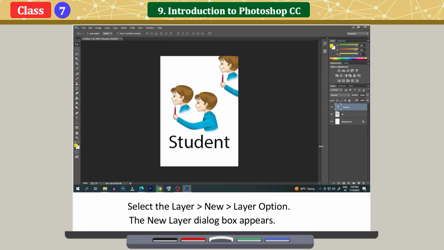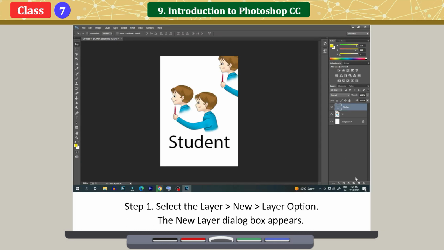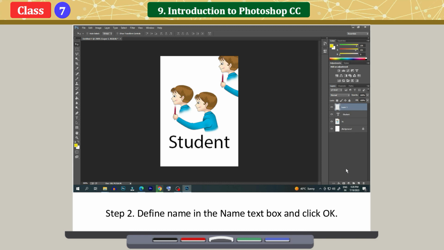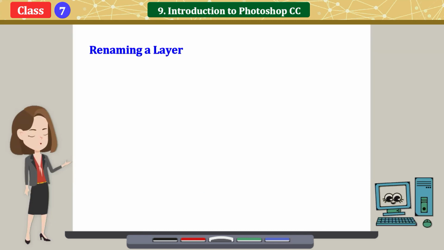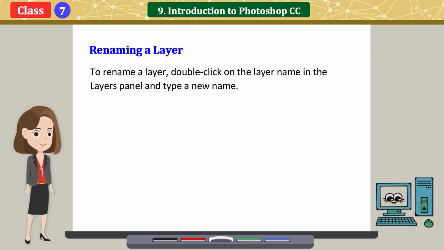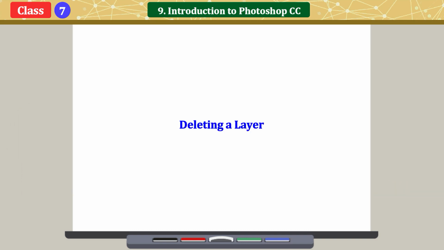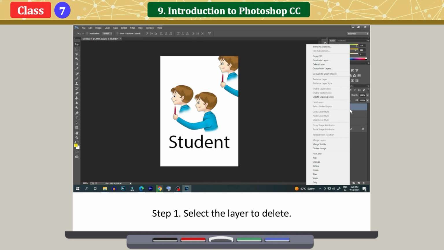Adding a new layer. Select the Layer New Layer option. The New Layer dialog box appears. Define name in the Name text box and click OK. Renaming a layer. To rename a layer, double-click on the layer name in the Layers panel and type a new name. Deleting a layer. Select the layer to delete.